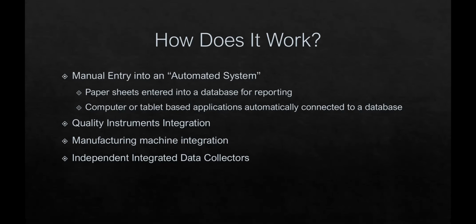You have some very big fancy quality machines out there, ones that can move around a part and measure 10, 20, 50 different measurements on a part and then store that information. Those machines are getting smarter and smarter and can be hooked up to databases and then used for reporting afterwards. Manufacturing machines are getting smarter.